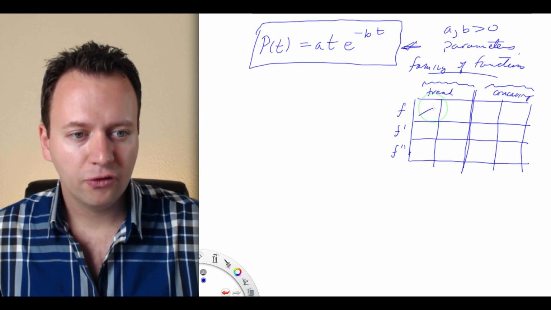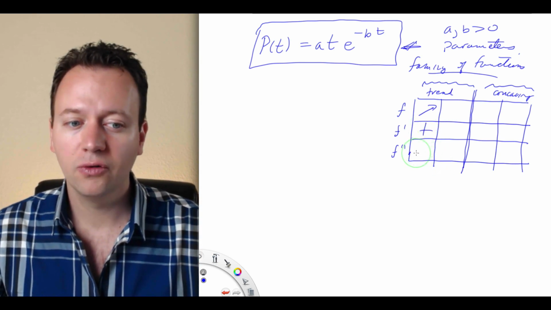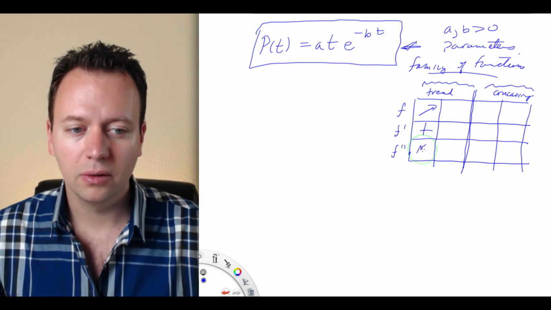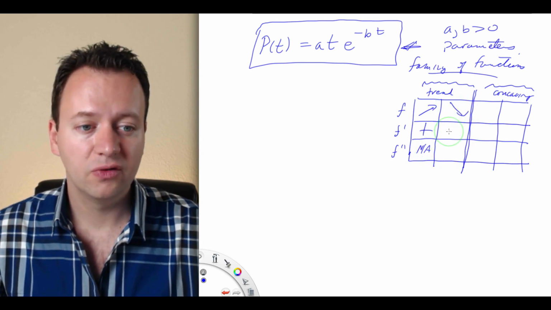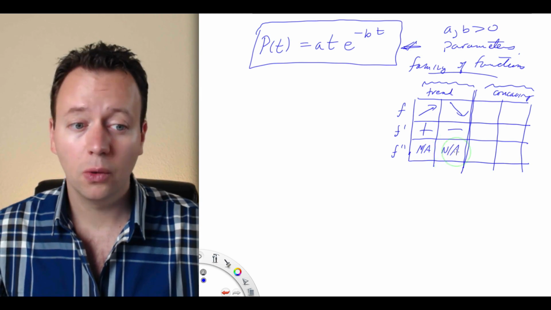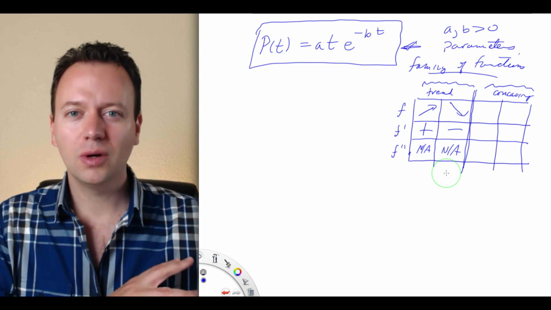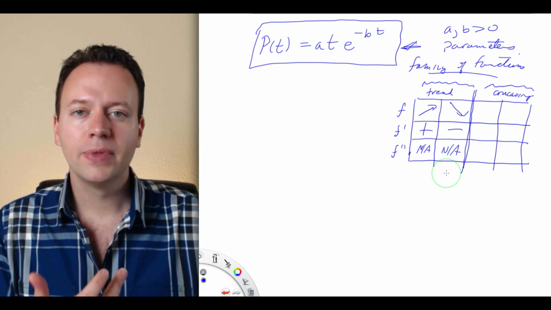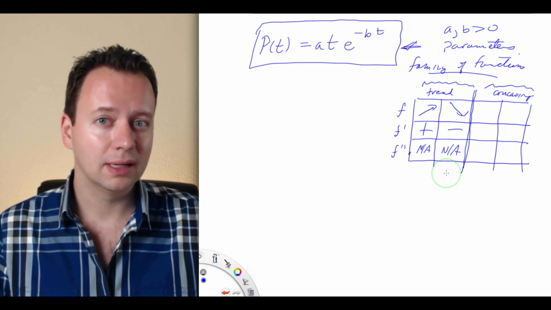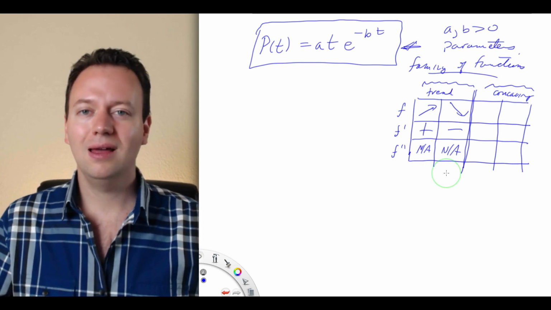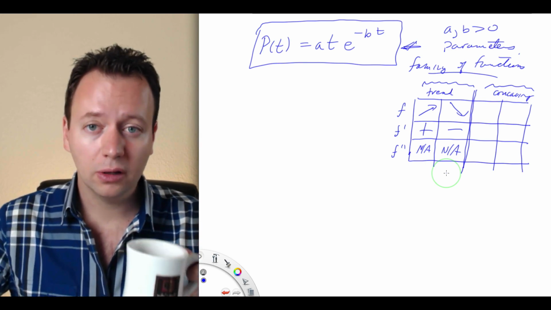If f is increasing, we know that the derivative is positive, and there's no information about the second derivative. If the function's decreasing, we've seen that the derivative is negative, and there's no information about the second derivative. Knowing only that the function's increasing tells us that the derivative is positive. Conversely, whenever the derivative is positive, we know that the function must be increasing. So we can already use this to gain a good feeling for what the graph of P of t is going to look like.